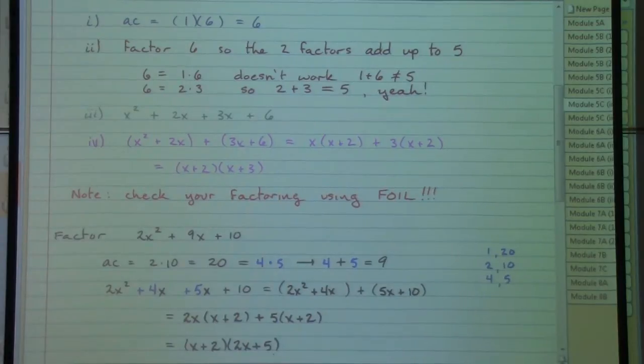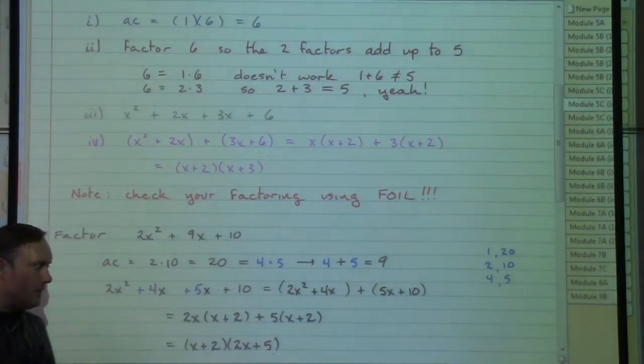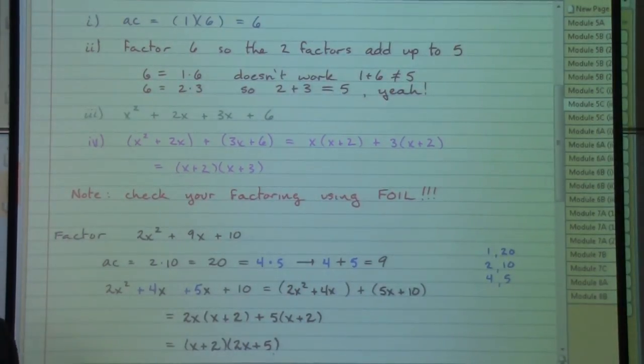Foil that out and make sure that it sends you back to your original polynomial, and in fact it does. So we can be confident that we have the correct final answer here.